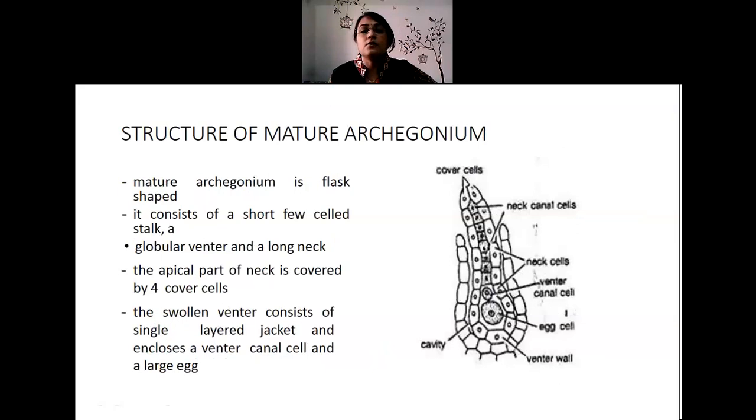A mature archegonium, if we see, is a flask-shaped structure which consists of a short few-celled stalk and a globular venter which bears an egg and a ventral canal cell, and the neck bears about 4 to 5 neck canal cells, and the apical part is covered by 4 cover cells which open out when the archegonium is mature. The swollen venter usually consists of a single-layered jacket enclosing the ventral canal cell and a large egg.